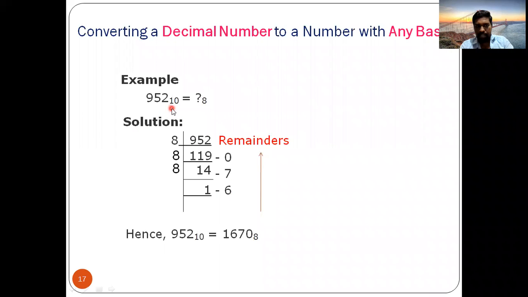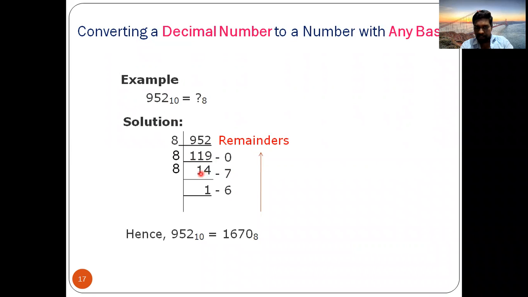See, they have given a decimal number and they ask you to convert it to octal. What I am saying is you divide the given number with the asked base. What is the asked base? 8. So divide 952 with 8 until the division is not possible. So divide 952 by 8, 8 119s are 952, you will get remainder 0. Again, divide 119 with 8, 8 14s, then you will get remainder 7.